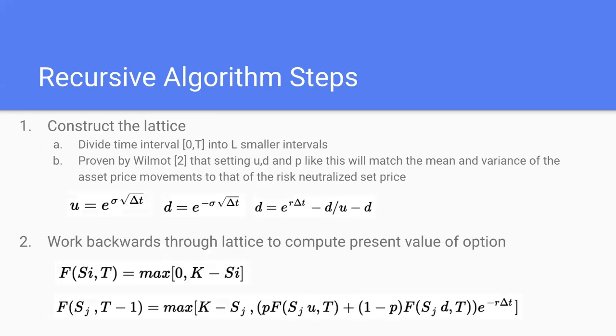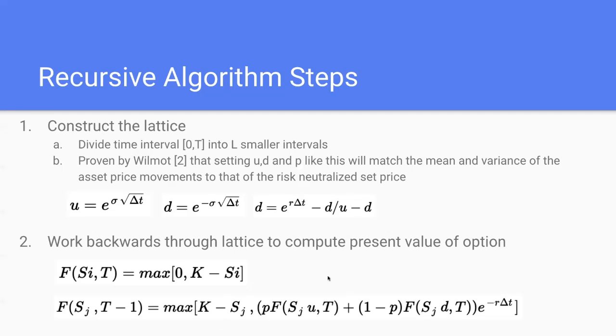So the binomial lattice can first be computed by dividing the time interval we have from 0 to T into L smaller intervals. It was shown by a paper by Wilmot et al. that if we then set up the U, D, and P values in such a way that the mean and variance of the asset price movements will match the mean and variance of the continuous time risk neutralized asset price.